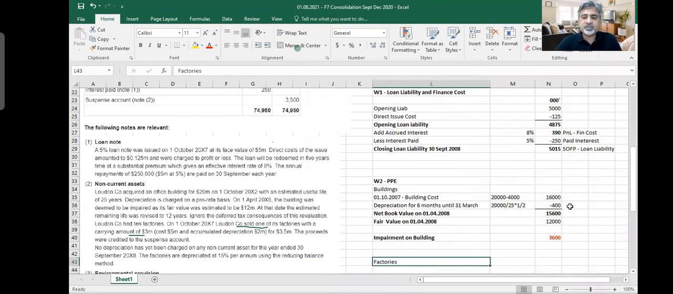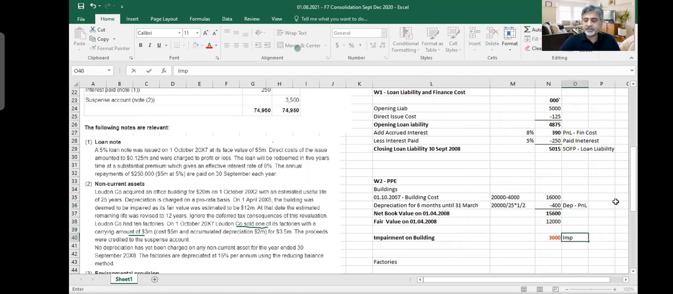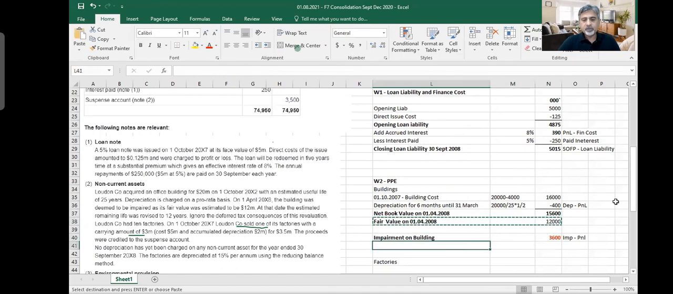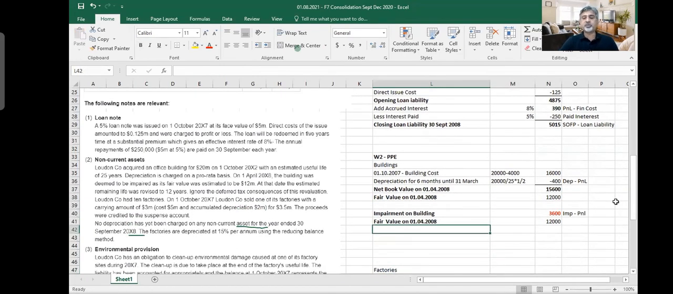First, in the income statement, I will charge this as depreciation. This will go to depreciation to P&L. This will be like impairment to P&L. And then what happens? I write down this thing again. And remember that we have to calculate full year depreciation. So then I say that depreciation charge for remaining 6 months.